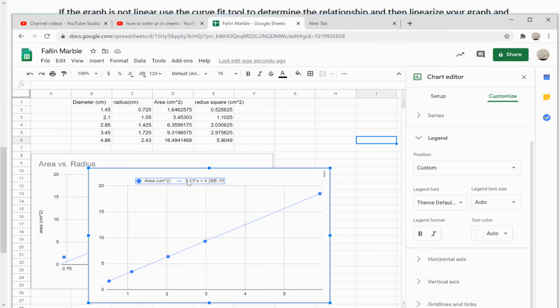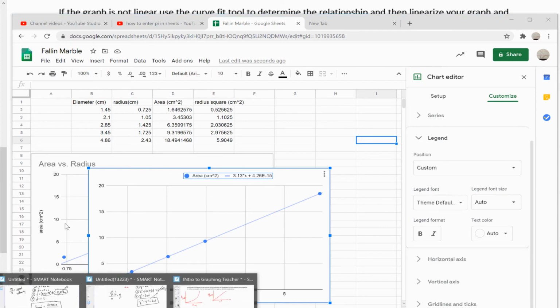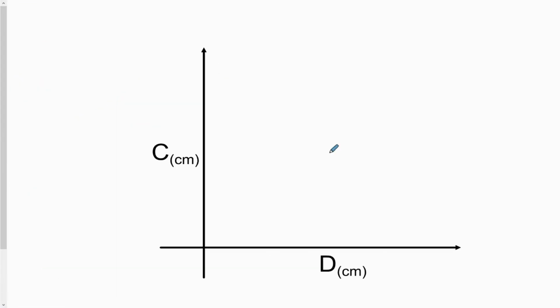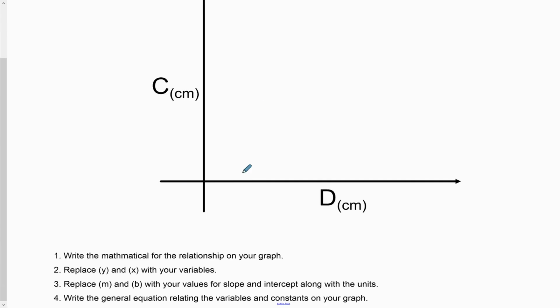I'm still trying to get it to let me get in here, and it's not doing it. And then, holy cow, times 10 to the negative 15 for an intercept. Well, let's go back over. Let's take a look at this. Here is the lab.